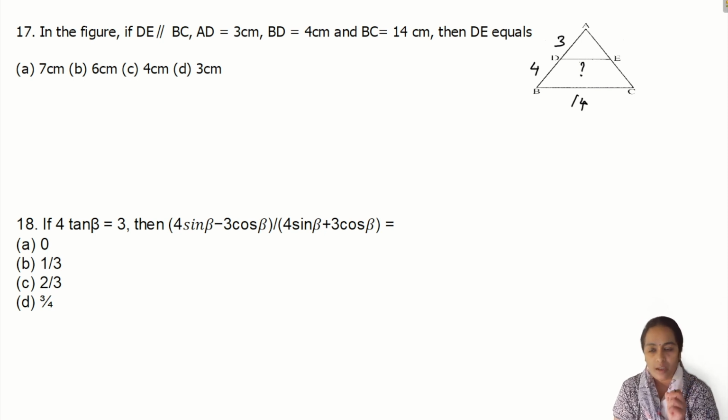See, when you have DE parallel to BC, automatically what happens, children, by AA similarity, the triangles ADE and ABC become similar. Angle A is common. All the three angles will be equal. They are corresponding angles, angle D and angle B there. Angle E and angle C, again corresponding angles, because we have DE parallel to BC. So straight away we know that triangle ADE is similar to triangle ABC by AA similarity.